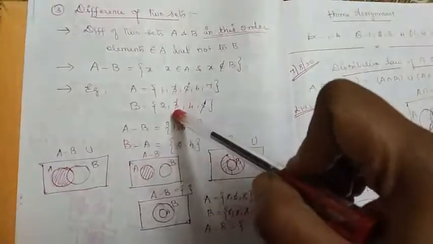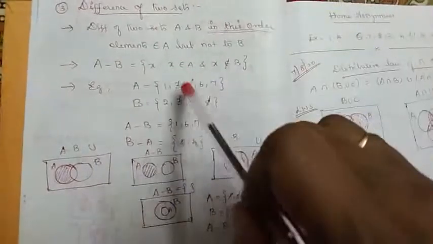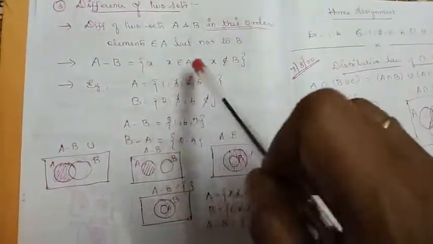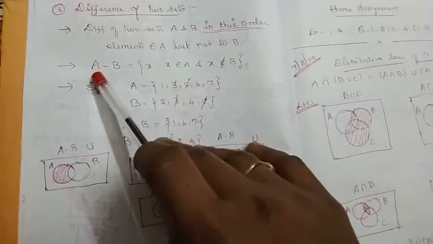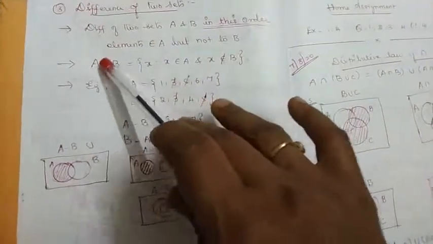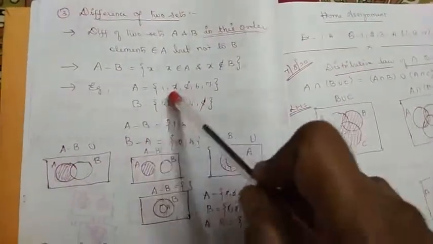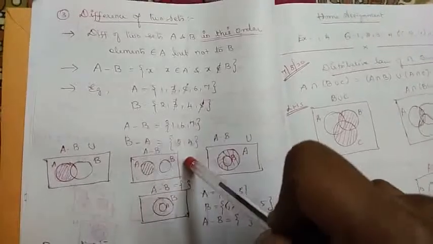How will you find the difference of two sets? First we will find the common elements. You have to leave them. Then you have to write the remaining elements of the first set. If you are talking about A minus B, you have to write the remaining elements in the first set A. If you want to find B minus A, you have to write the remaining elements in the first set B.